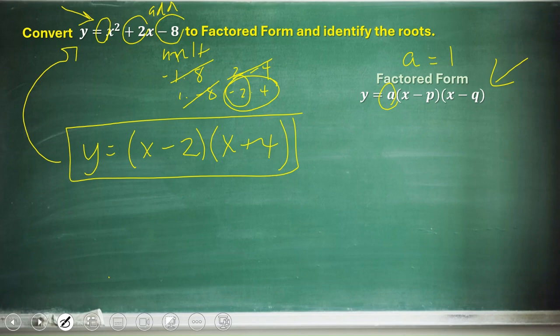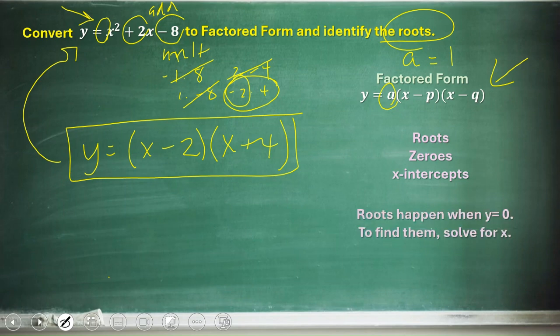They just give us different information. The particular information that factored form gives us is the roots. So you might have heard roots called a few different things. They can be called roots. They can be called zeros. They can be called x-intercepts. There's slight differences between all of them, but for the most part, they're all the same. And they happen when y equals 0.